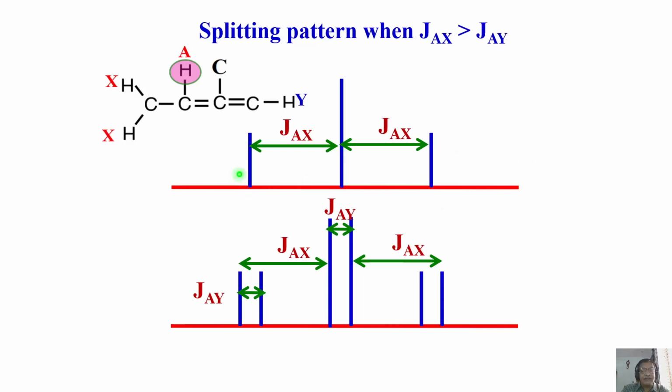Largest splitting value was triplet here. This splitting strength is larger than this doublet separation. That means this pattern is called triplet of doublets. Remember, earlier it was doublet of triplets, but now it is triplet of doublets.